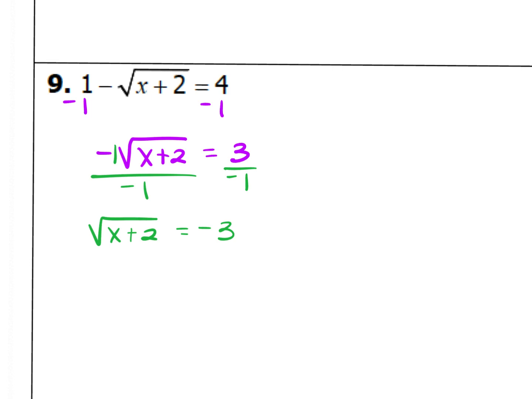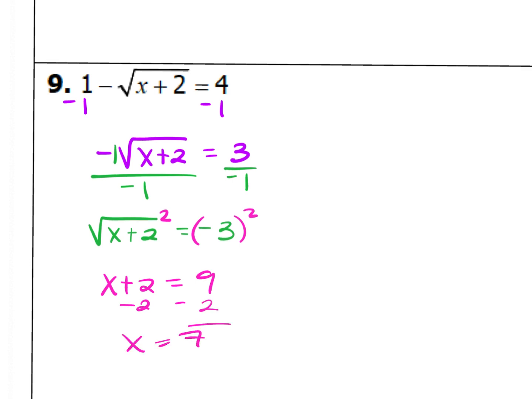Okay, so now here's the deal. I'm going to show you how at this point you actually don't have to go any farther in just a minute, but I'm going to show you with the method we've been doing why that will be. What would you do next? You'd square both sides. So if I square this, I have to square this, and I get x plus 2 equals 9. Take the 2 away, and x is 7.